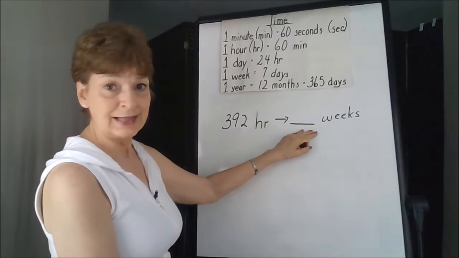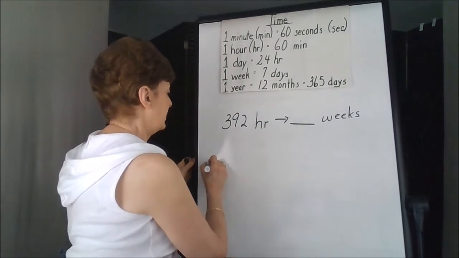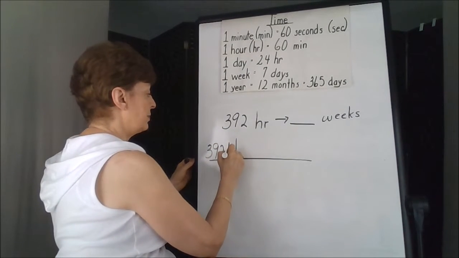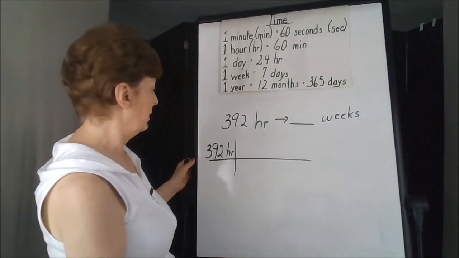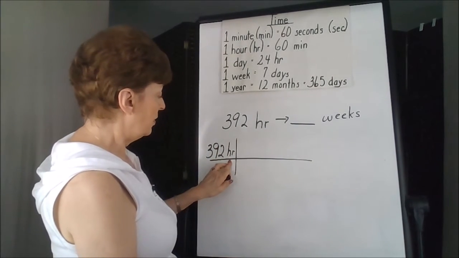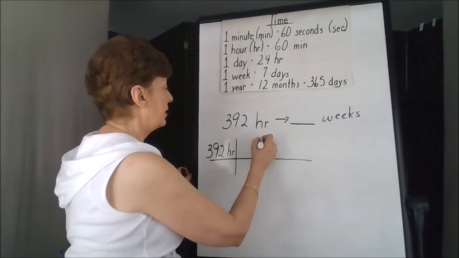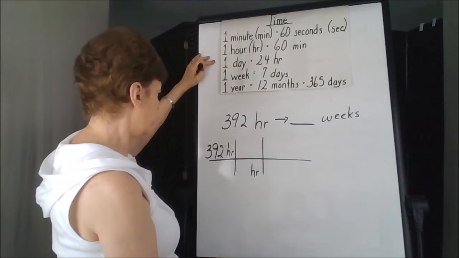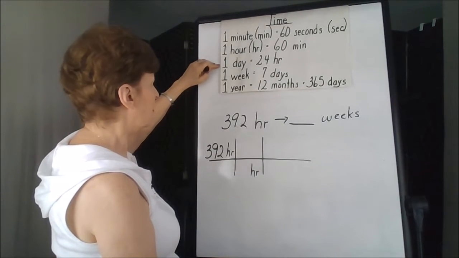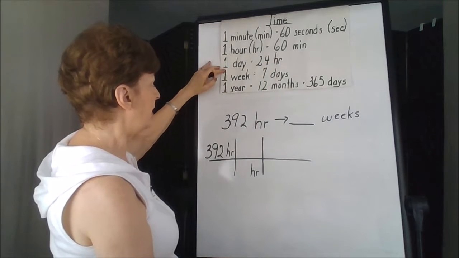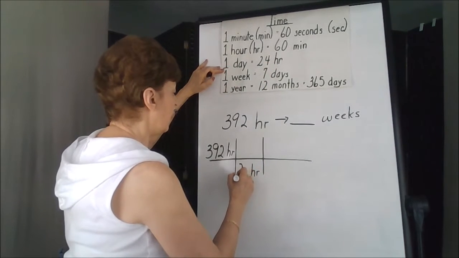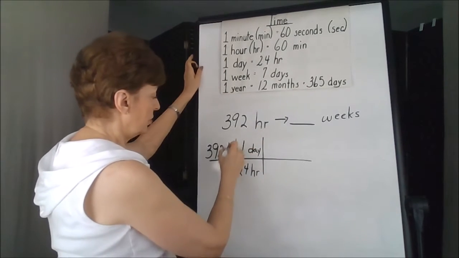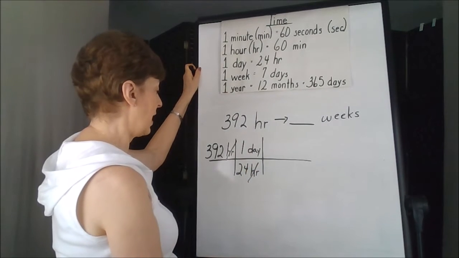392 hours makes how many weeks? Let's start our grid. 392, and you must put your label. Okay, so we need to get rid of our hours. We're changing that, converting, so our next box has to have hours on the bottom. Going back to our chart, here's an hour calculation that gives us 1 day. So 24 hours is here, and 1 day is the top one. Cross out our hours because we have a top and a bottom.